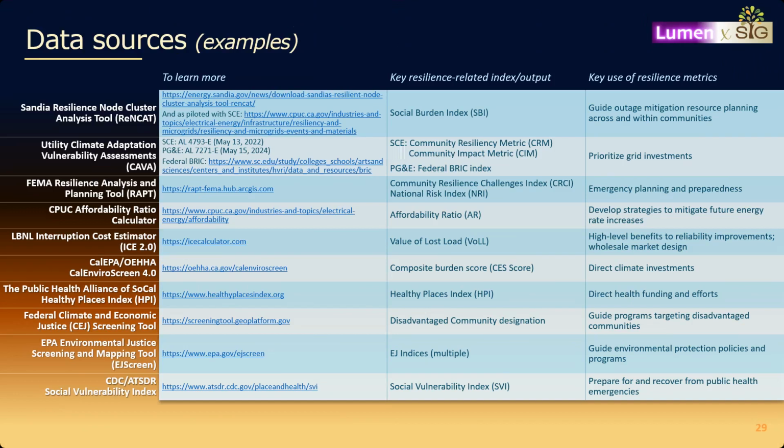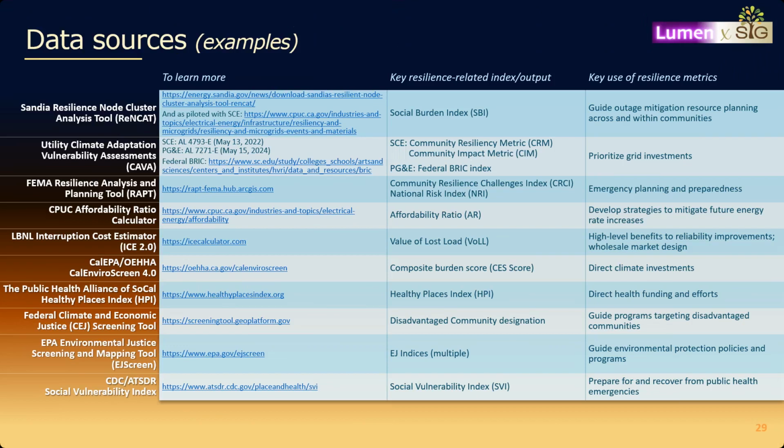We've got the CPUC affordability ratio calculator, which is used to develop strategies to mitigate future energy rate increases. LBNL's ICE is generally used for high-level benefits of reliability improvements. So not down at the community level, but more like a high-level program level. We also understand that loss of load values are used for wholesale market design.